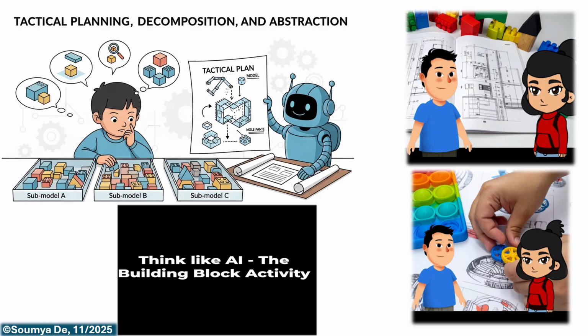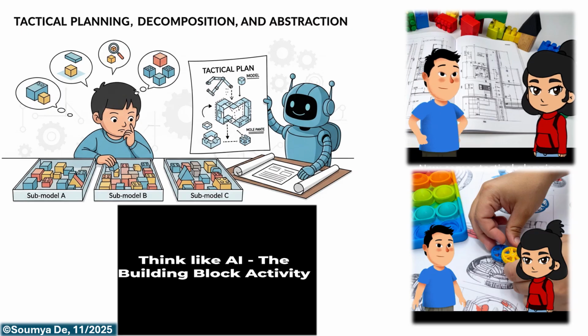Now let's zoom in on the small steps. This is called tactical planning. When we break the model into smaller submodels, that's decomposition. When we focus on the important parts and ignore what doesn't matter, that's abstraction. Ask yourself, can I build the smaller sections first? Can I change the order? Let's watch this video to see what the cartoon says about each.